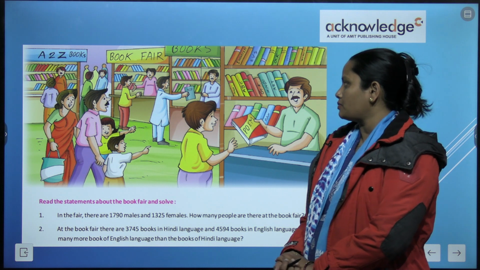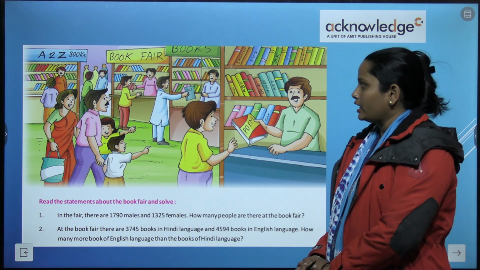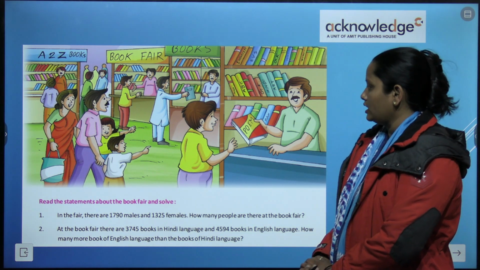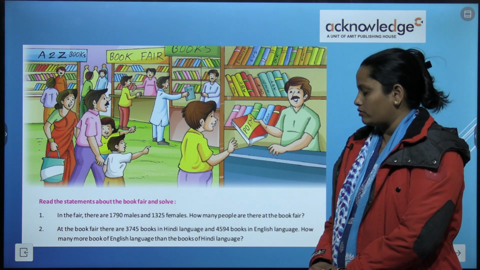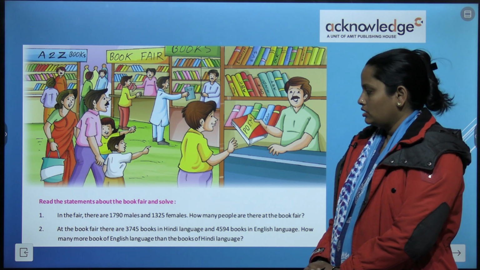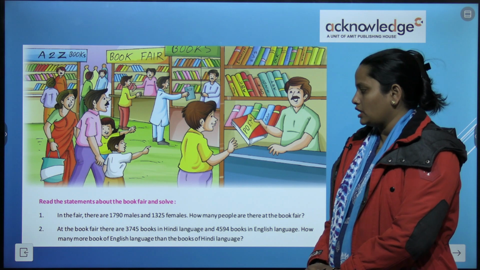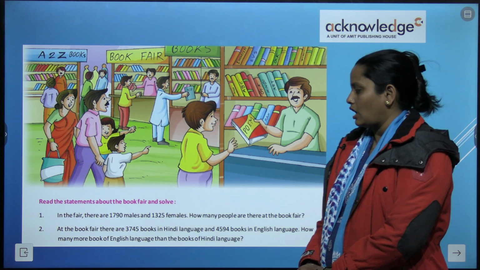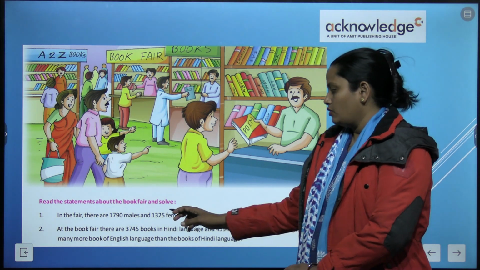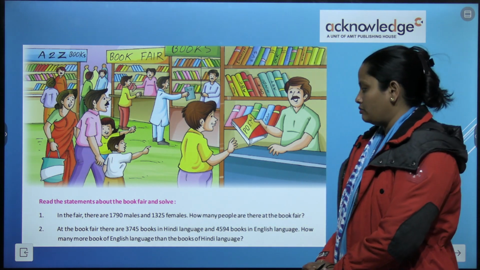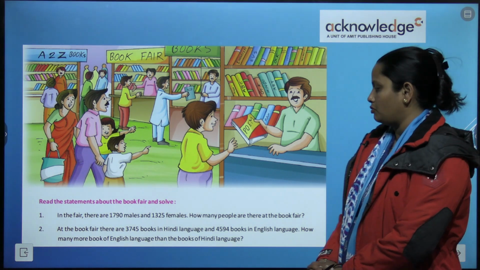Here you can see there's a picture of a market. Here number of books are there. Read the statement about the book fair and solve. So book fair hai and we have to read the statement. In a fair there are 1790 males and 1325 females. How many people are there in the book fair?